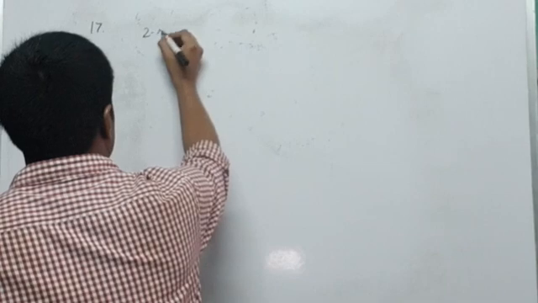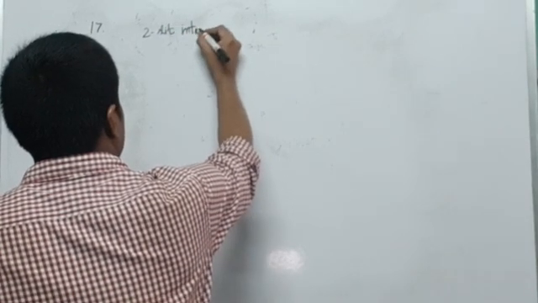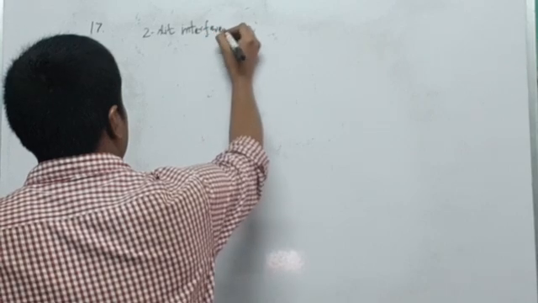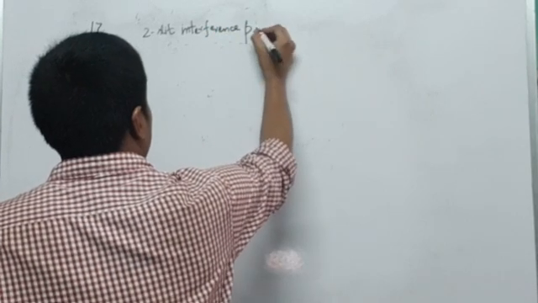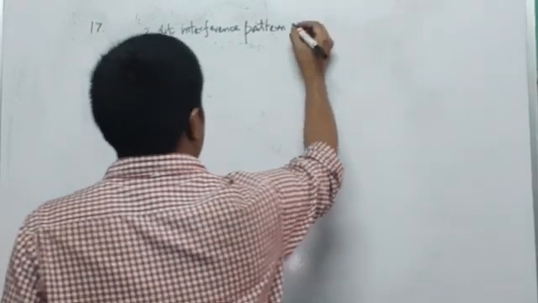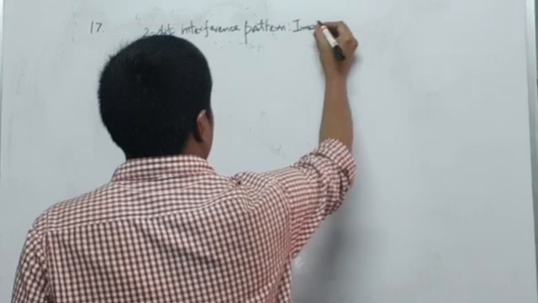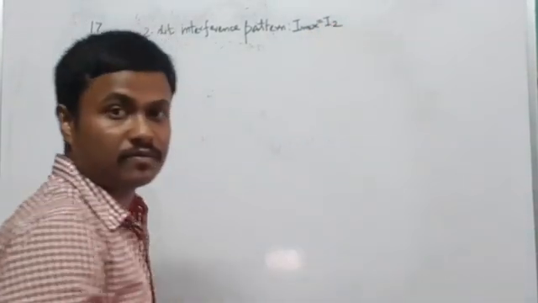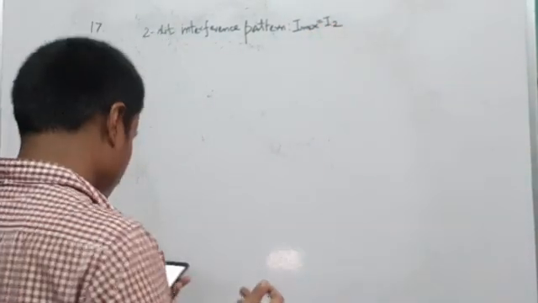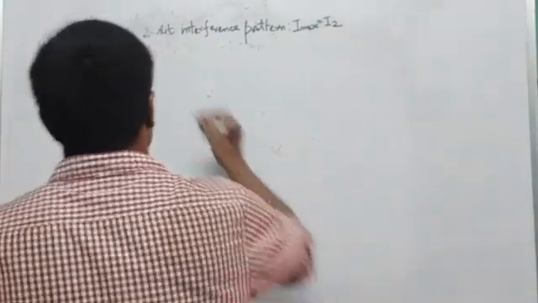So two-slit interference pattern. The central maximum is I2. And the intensity of the primary maximum in three-slit interference.